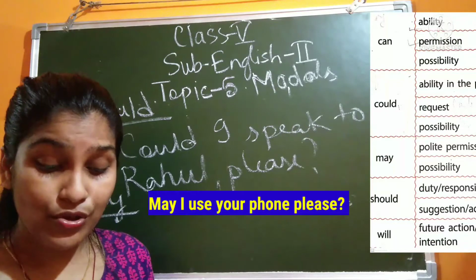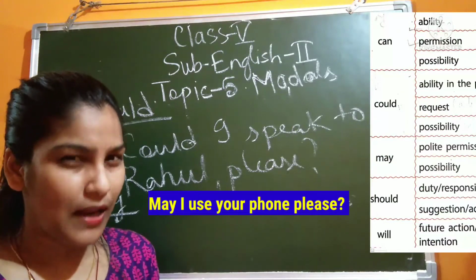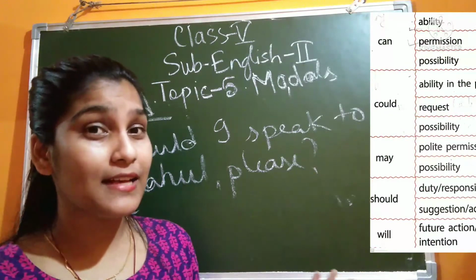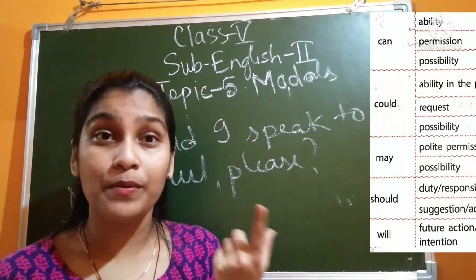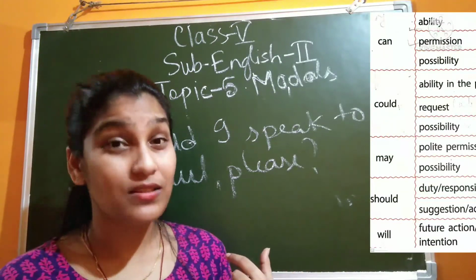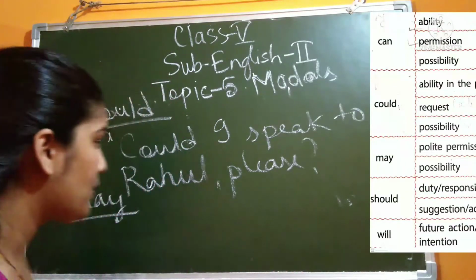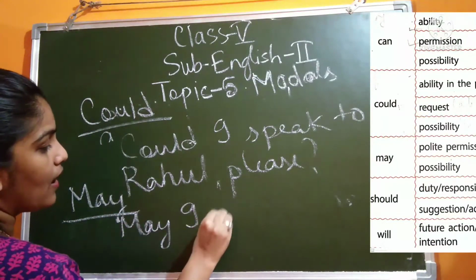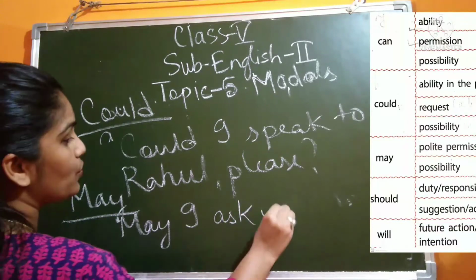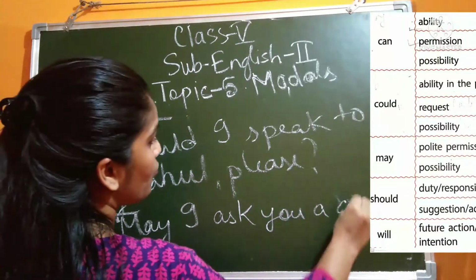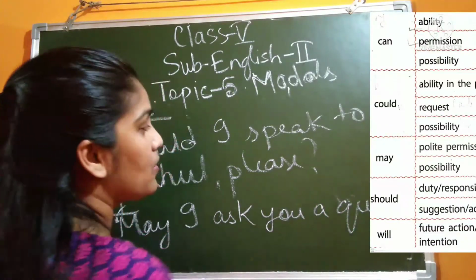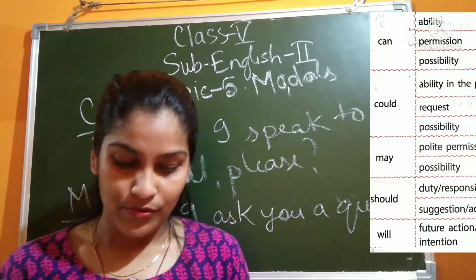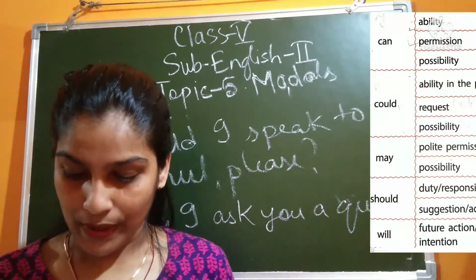Like, may I use your phone please? This is polite. Okay, like in the Zoom class, you have to ask a question and it should be polite. How will you ask? May I ask you a question, ma'am? Right, you will write in which way? May I ask you a question, ma'am, or please. Right, in that way we can write.